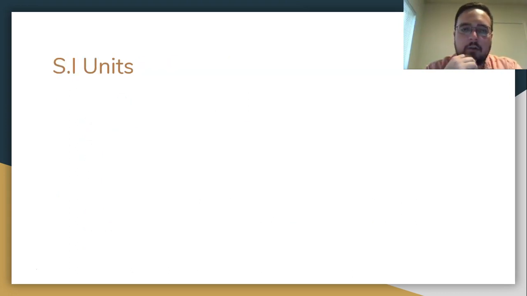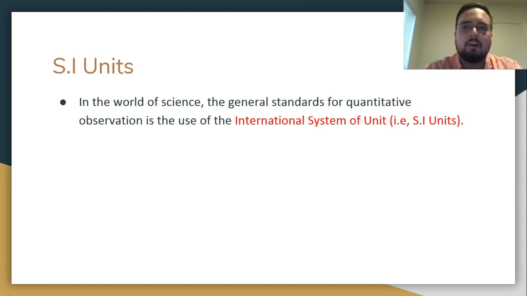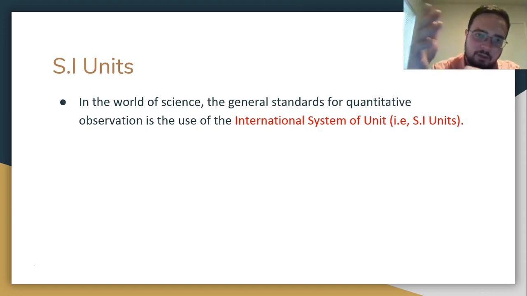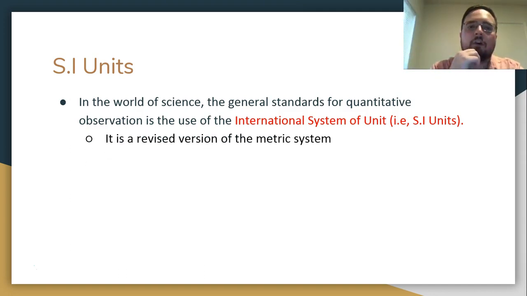So a big thing going into units is what's called SI units. So in the world of science, something you may be already familiar with, the general standard for quantitative observations is to use what's called the International System of Units, which is also called SI units. It's a universal thing that we use for science, so that way when we're building the parameters of our experiment, we know exactly what type of equipment to use, how far things are, how long we should run the experiment, and so on and so forth. So it is a revised version of the metric system. The International Committee for Science is actually in Europe, where the metric system was derived from. So that's why and how they came up with that.